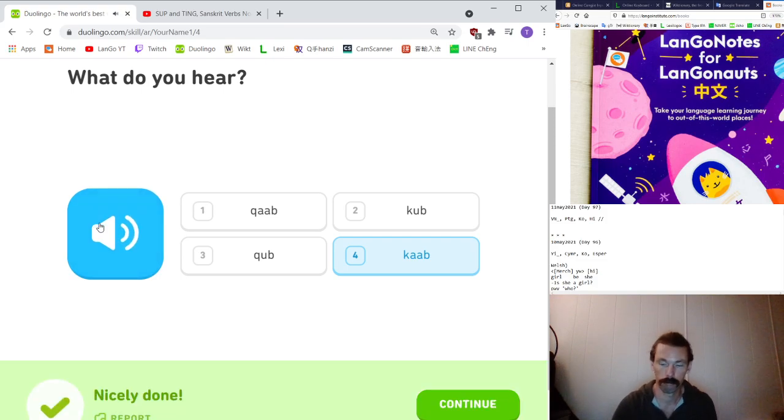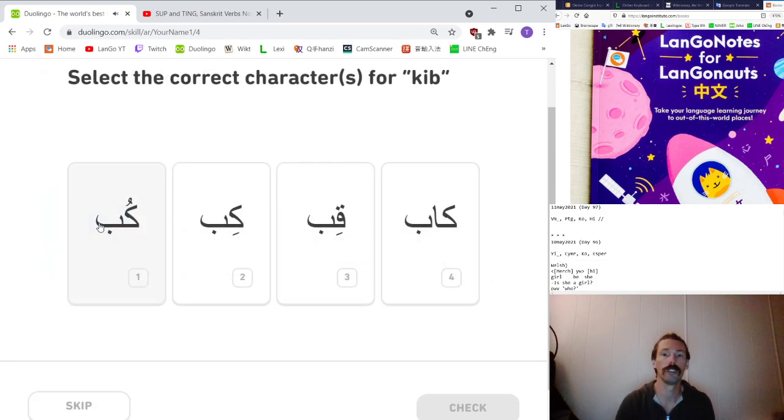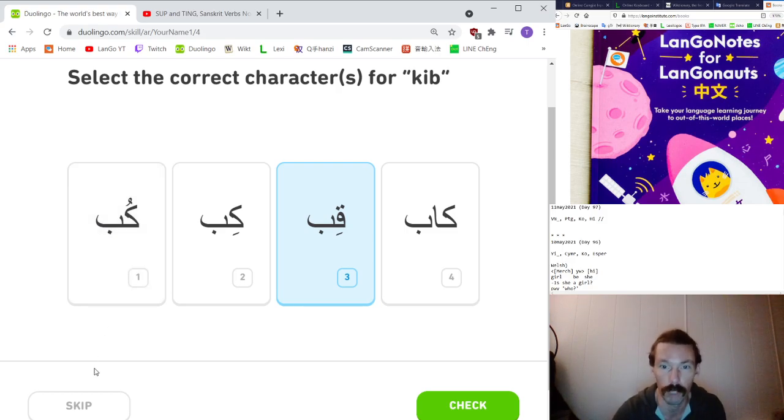Keb. Kib. Kub. Kib. There, we have to reach even more. From the position of the k is so hostile that it takes us a while to get the tongue to the E position. Kib. It's just at a lower starting position there.